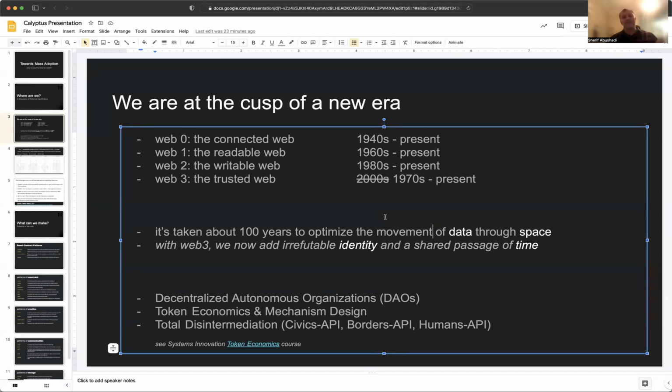So to sum all of this up, you can say it's taken us about 100 years to optimize the movement of data through space. That's a very high-level summary of where we are today. With Web3, we're now talking about mathematically irrefutable identity and a shared passage of time.